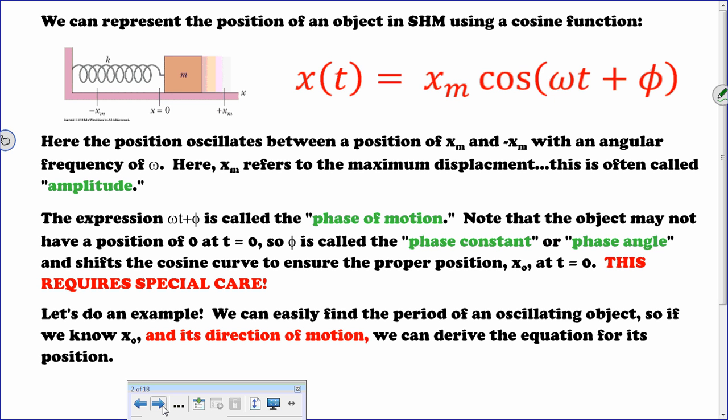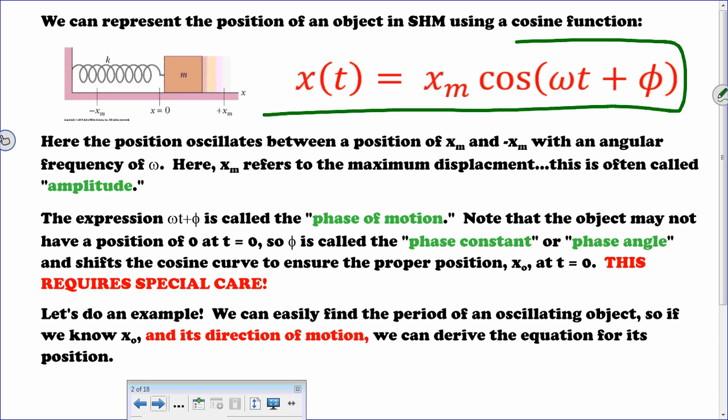So we can represent the position of an object in simple harmonic motion using a cosine function. So this is our generic equation for the position of an object in simple harmonic motion. So bear with me for a minute. Some of you are groaning. This ends up not being, I don't think, quite as bad as it looks like it's going to be. So hang tight for a minute. We're going to do an example and you'll see this and you'll be like, oh, I see why we're using trig functions. So hang tight for a minute, all right?